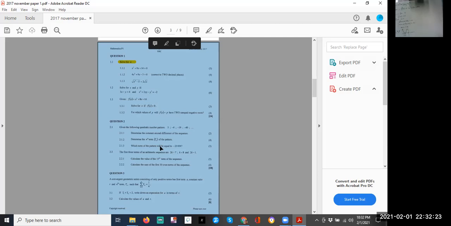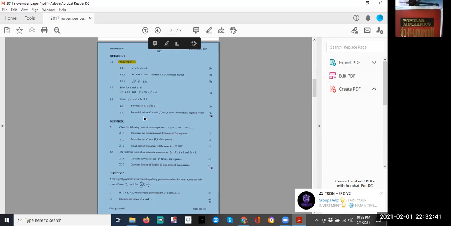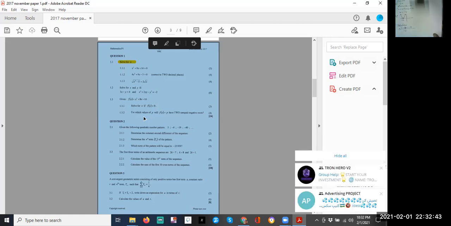The next is, let me check. Here, 1.3.2, it says, for which values of p will f of x equals p have two unequal negative roots? Right. Now, for unequal roots, let's do this.